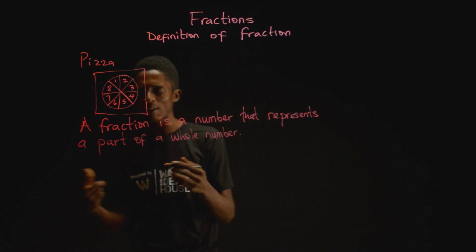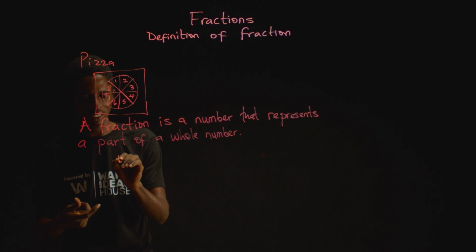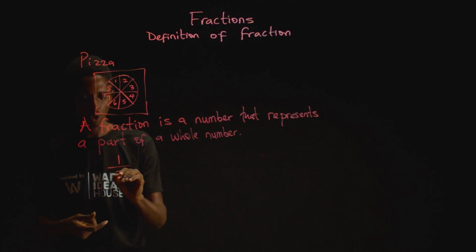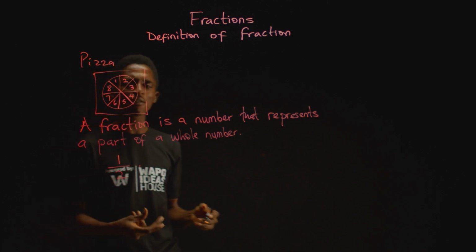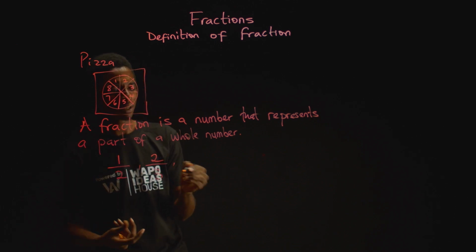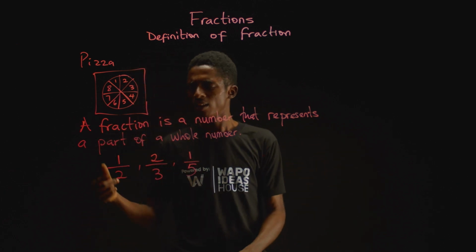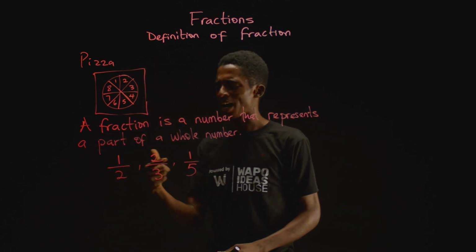Now, this is what a fraction looks like. A fraction is often written as, for example, in this case, 1 over 2. You could also have a fraction as 2 over 3. You could have it as 1 over 5, and so on. This is how fractions are written.